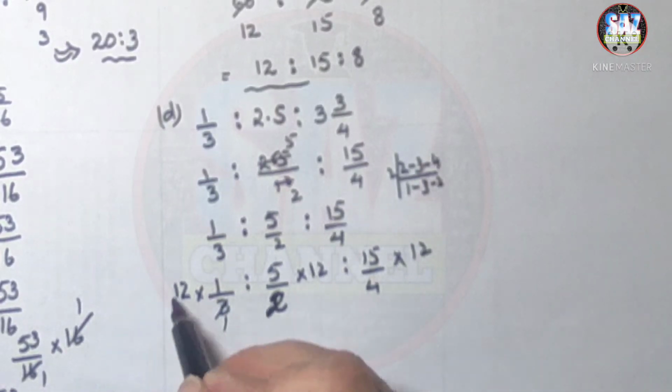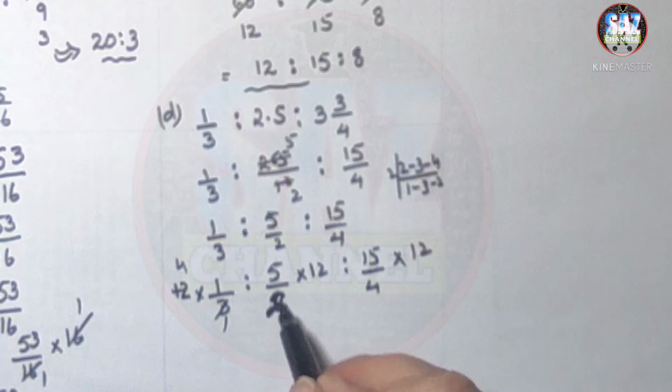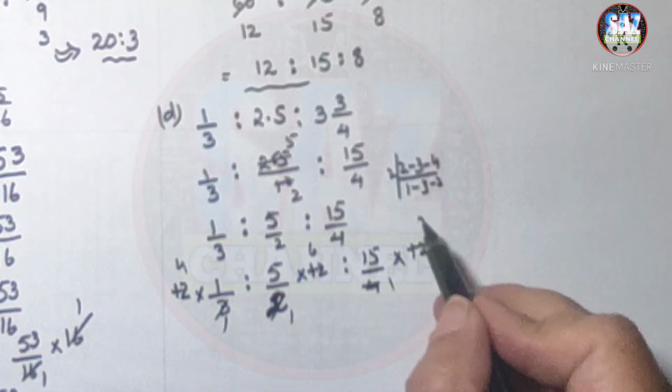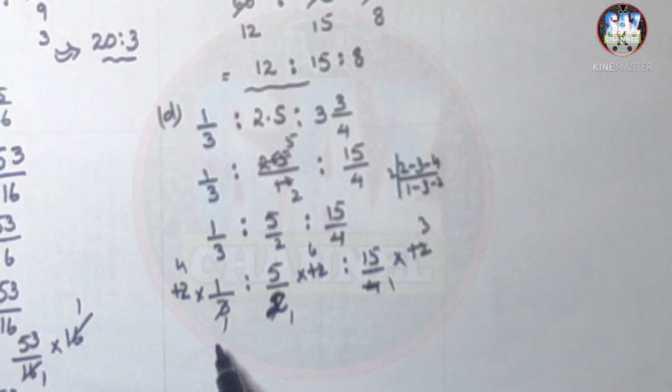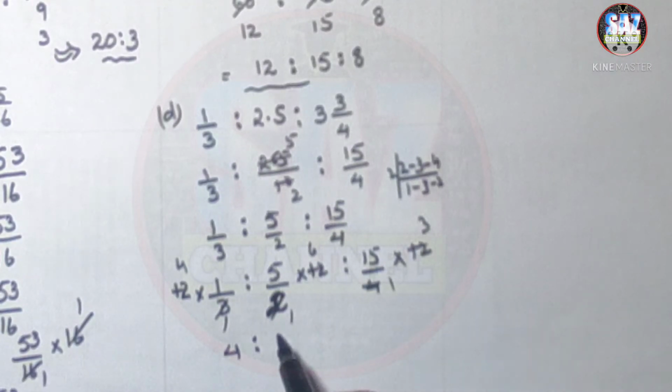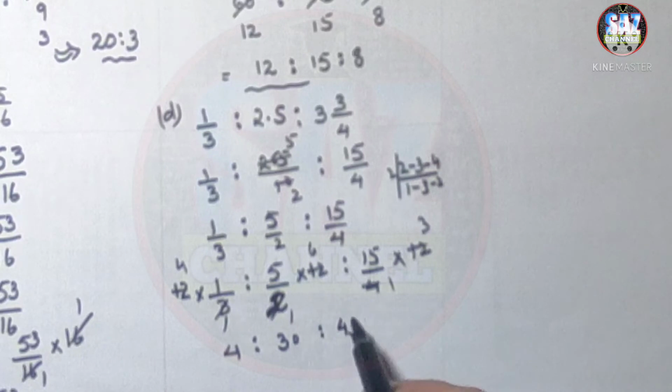Now look, 3 1s are and 3 4s are, 2 1s are and 2 6s are, and 4 1s are and 4 3s are. This will become 4 times 1 is 4. Ratio 5 times 6 is 30. Ratio 15 times 3 is 45.